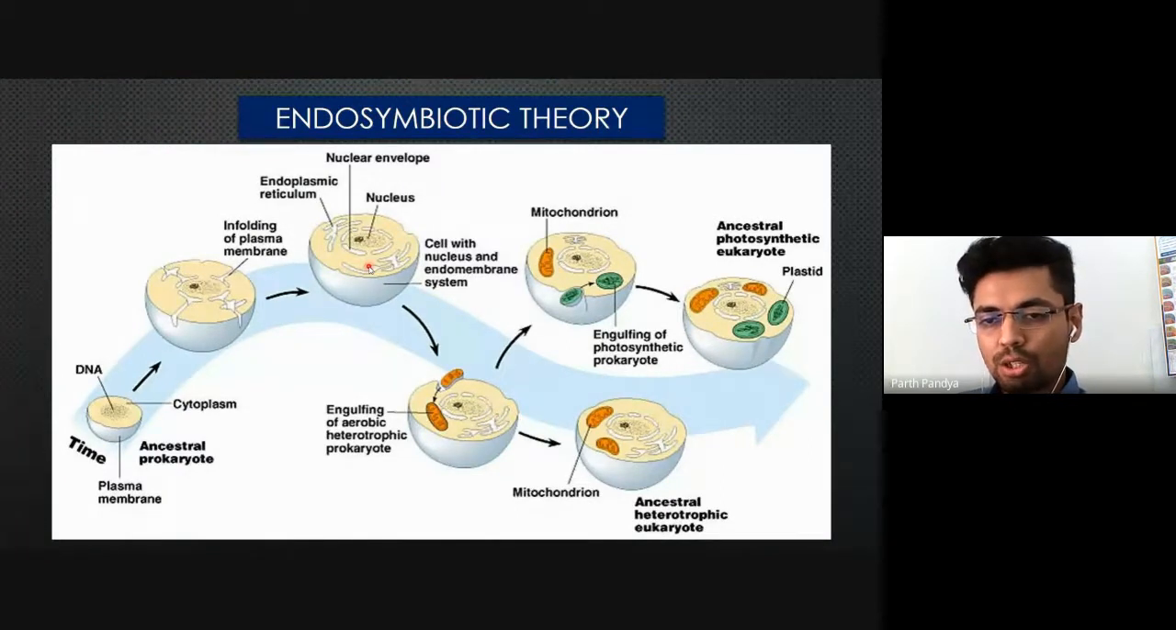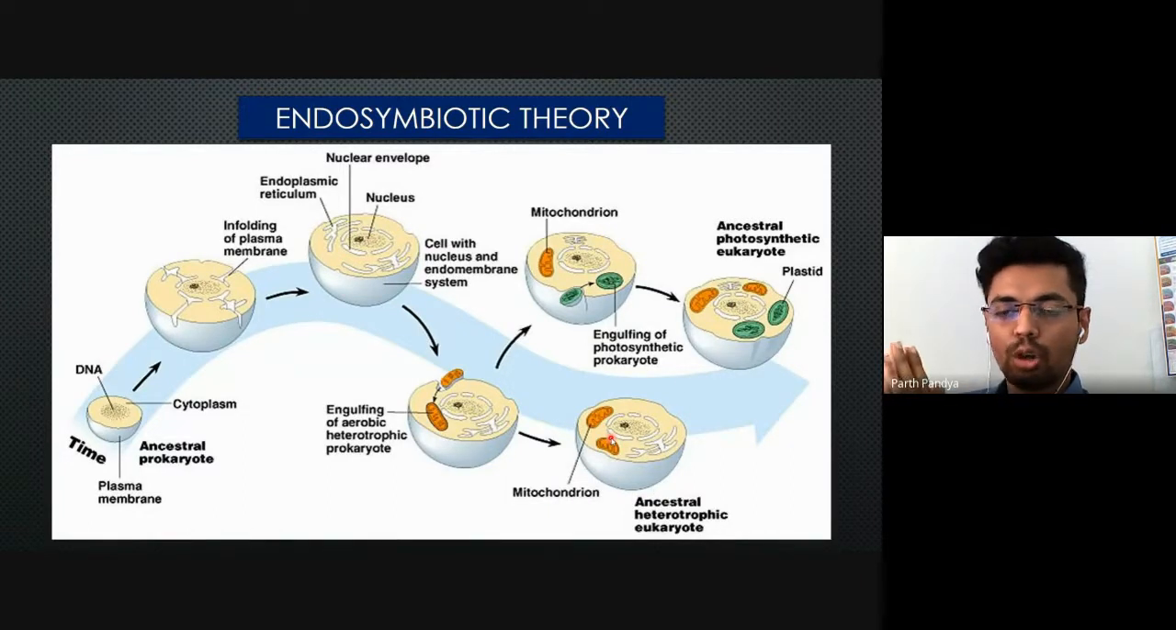What happens next is that this ancestor prokaryote engulfs an aerobic heterotrophic prokaryote, which is of small size and gets engulfed by the bigger ancestor prokaryote, and that eventually remains as a part of that prokaryote and behaves like an organelle. So that was transformed into a much more complex organelle, which we now call a mitochondrion.